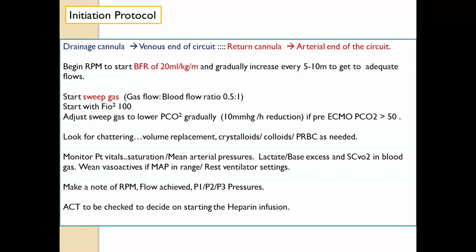in the form of crystalloids or colloids, and PRBC needs to be ready during this initiation process, because that is one important thing that can save lives. Monitor patient vitals, in terms of saturations, mean arterial pressures, all those continuously during the process. Make a note of the RPM, how much flow is achieved, what are the P1, P2, P3 pressures that we will come to later. And ACT will need to be checked to decide on when the heparin infusion needs to be started once the bolus is given.